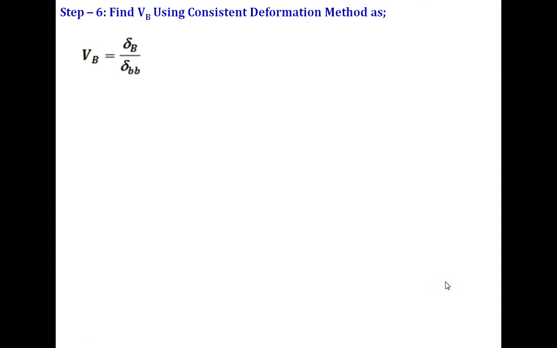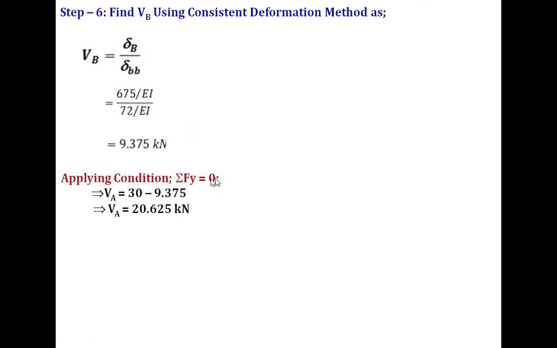So now when we want to apply the consistent deformation method, as we saw in the derivation, it is a ratio of 2 displacements: delta B, that is the displacement due to external load, and delta BB, the displacement due to unit load. So when we take the ratio, we get the answer for the unknown reaction as 9.375 kilonewton.